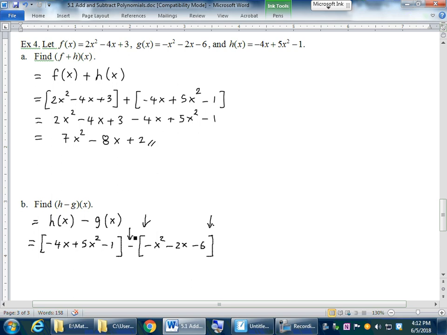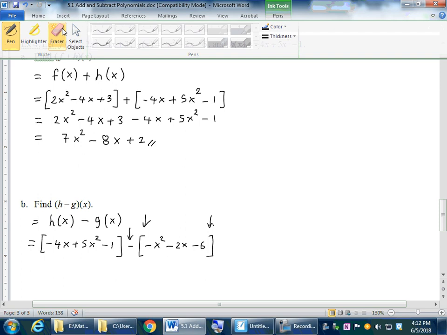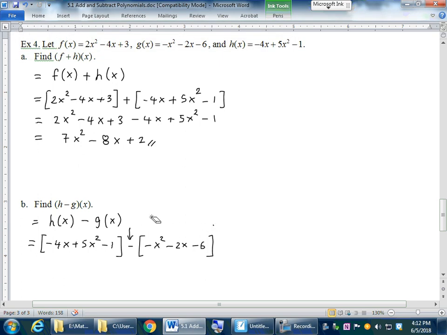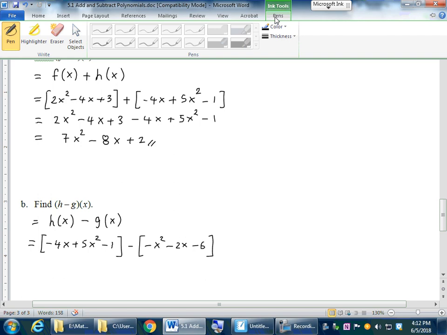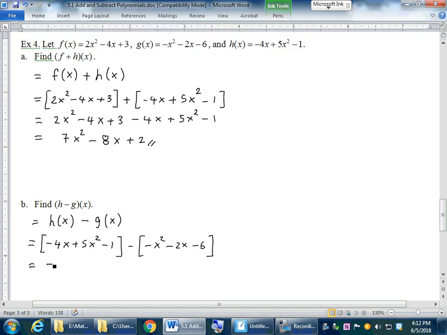Okay. So now distributing this negative, right? Taking out the brackets, that will become negative 4x plus 5x squared minus 1 plus x squared plus 2x plus 6. So combining like term, that give us 6x squared minus 2x plus 5 is my final answer.